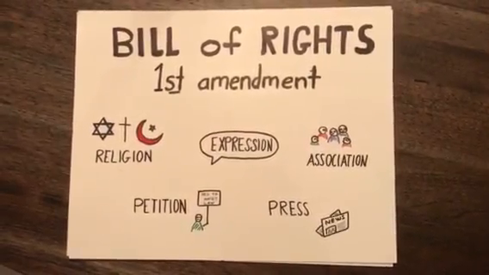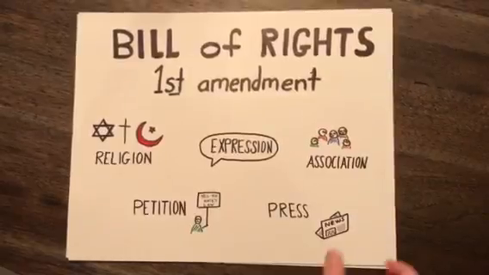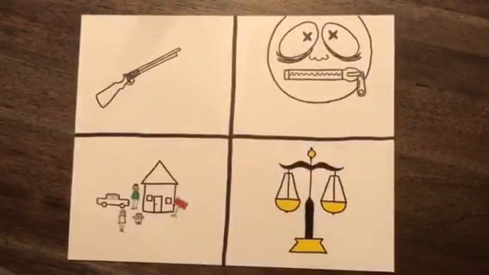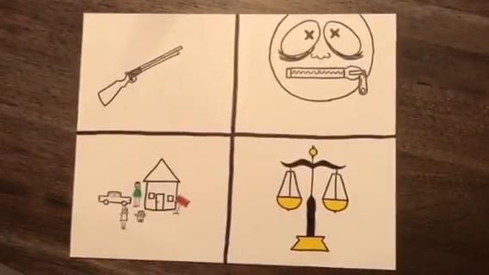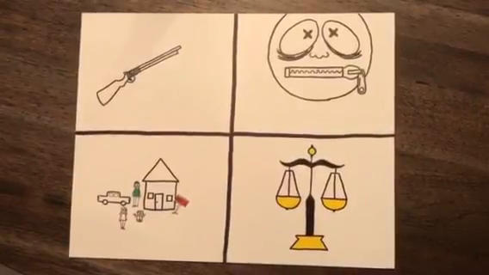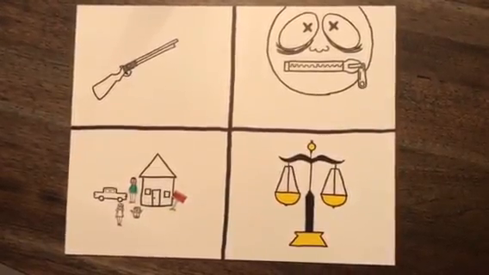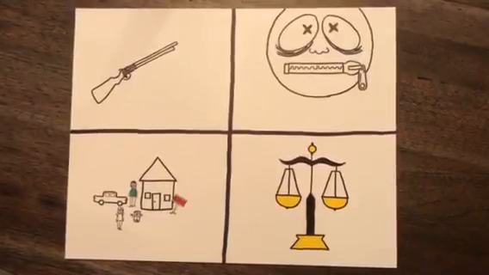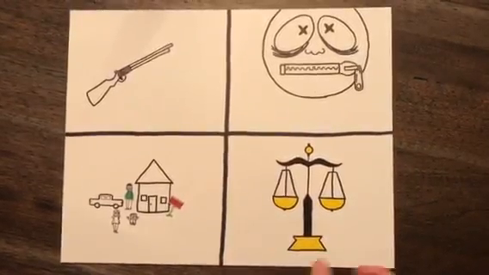All of these freedoms are granted to us in the First Amendment alone. Other freedoms we have under the 10 Amendments are the right to bear arms, the right to own private property, the right to not incriminate ourselves, and the right to equal justice, among others.